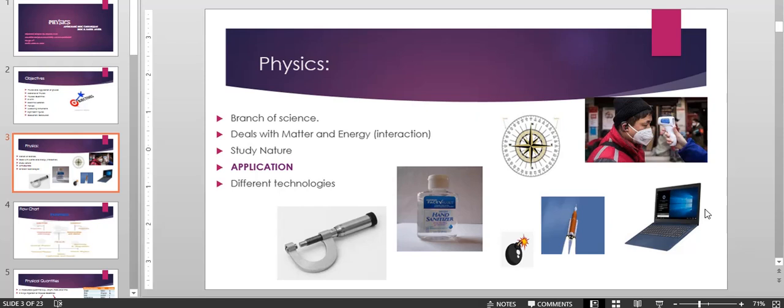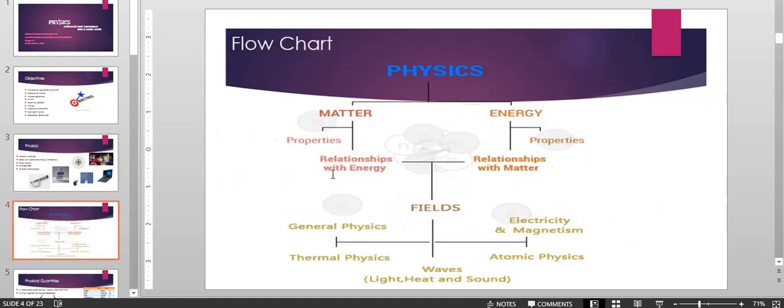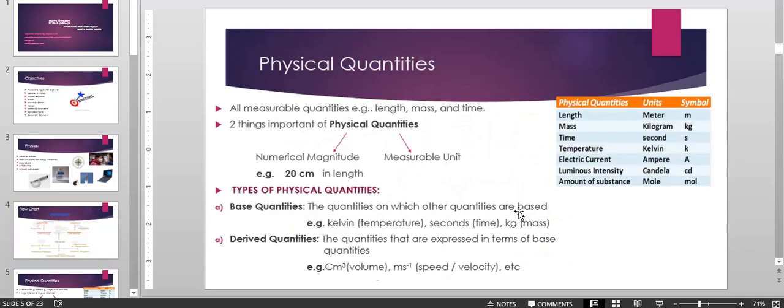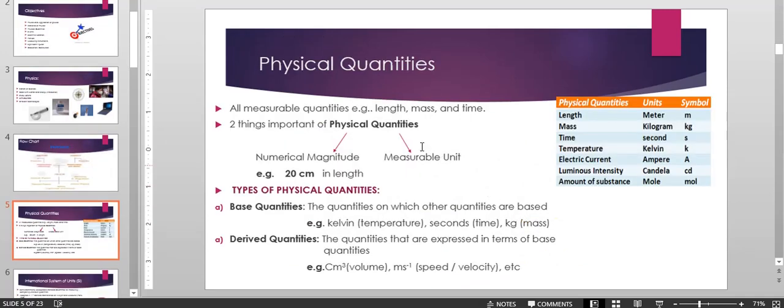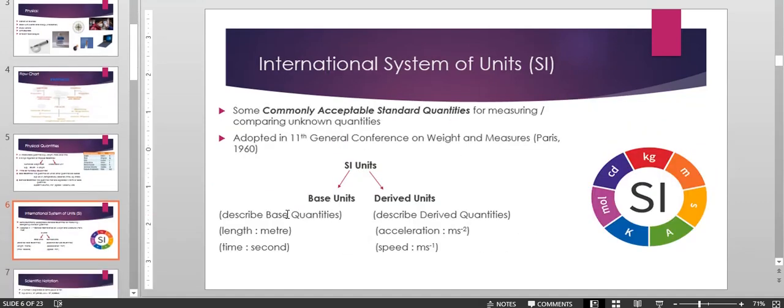We have discussed physics and its applications. Then we have discussed the flow chart of physics along with its fields or types. Then we discussed the topic of physical quantities. What are these? Two things were important in it, that is the numerical magnitude and measurable unit. Then we talked about the types of physical quantities, that are two: the base quantities and the derived quantities.